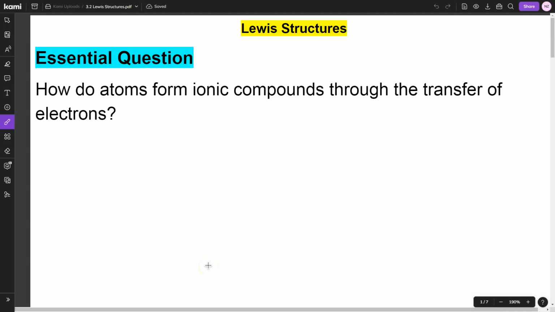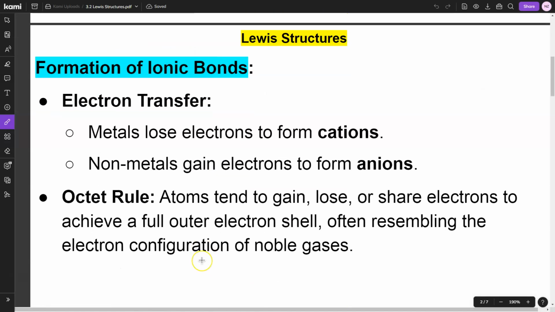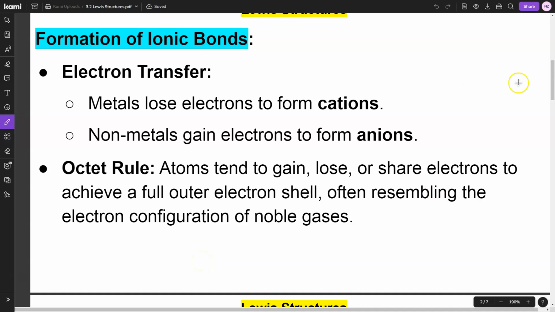In this video, we're going to be going through Lewis structures of ionic compounds. The essential question that we're going to be answering in this video is how do atoms form ionic compounds through the transfer of electrons? So let's review quickly what an ionic compound is.